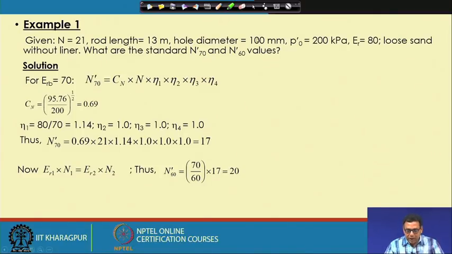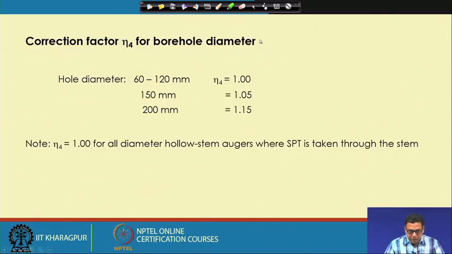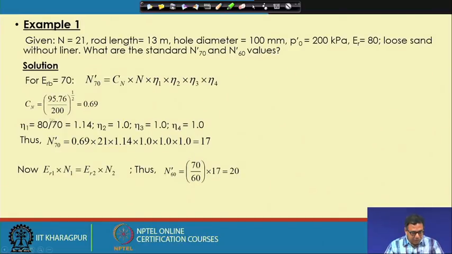Similarly, the borehole diameter is 100 millimeter, so it is in between 60 to 120 millimeter. So, it is again 1. So, finally, the N dash 70 will be 17. Initially, it was 21, now it has become 17.